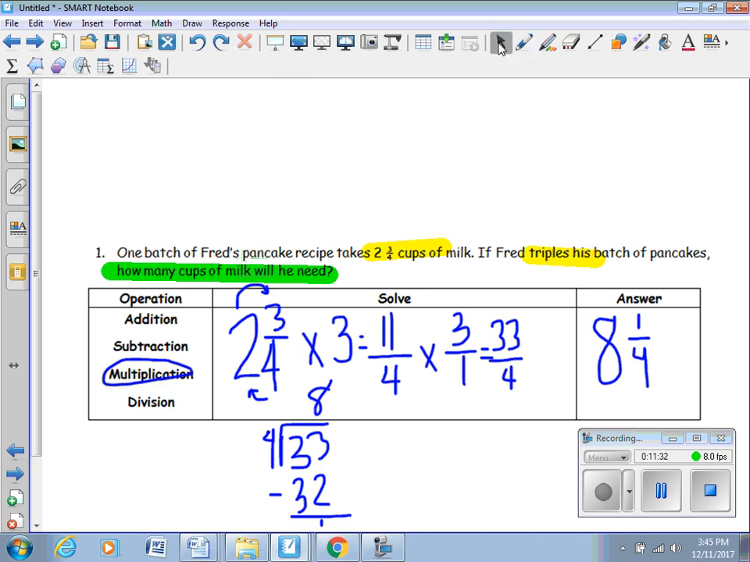Okay. So now you guys should be ready to really try this on your own. Remember, highlight, underline, circle in your word problems. Let me know the operation I was doing. Show all of your work, and your final answer should be in this box here. Remember to simplify.